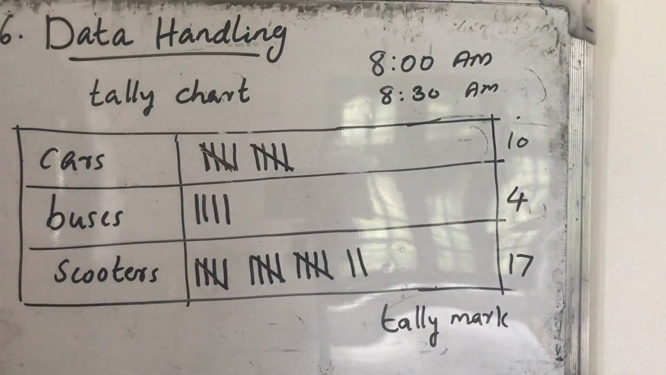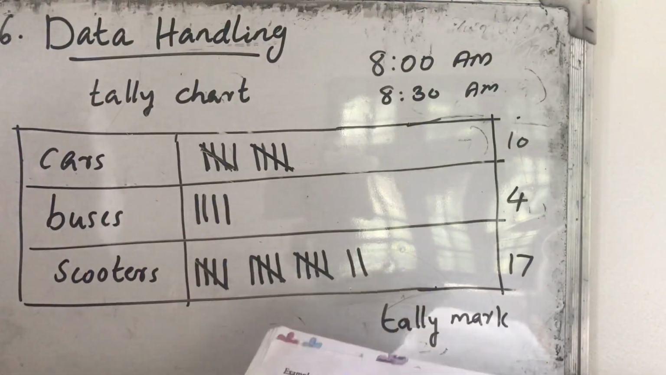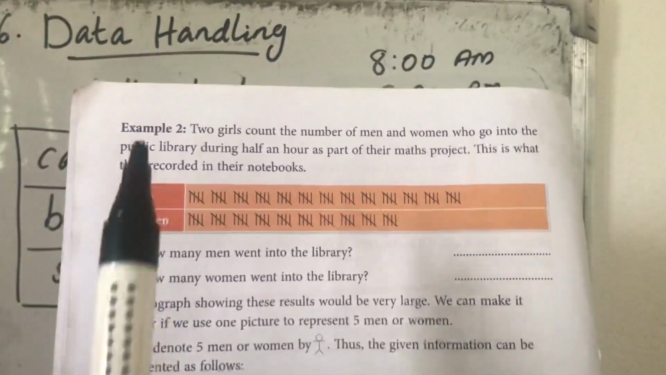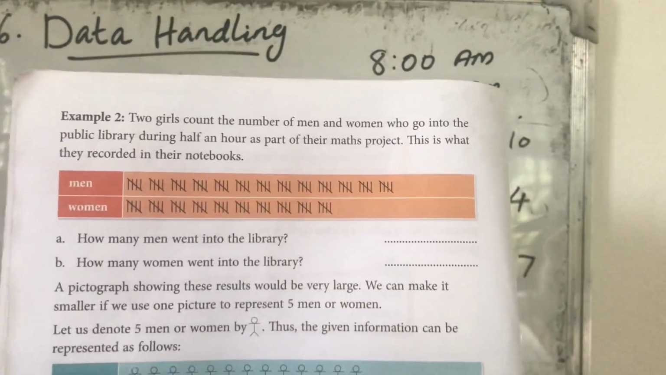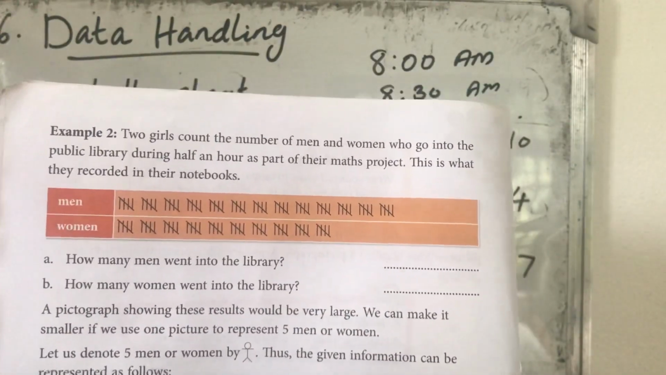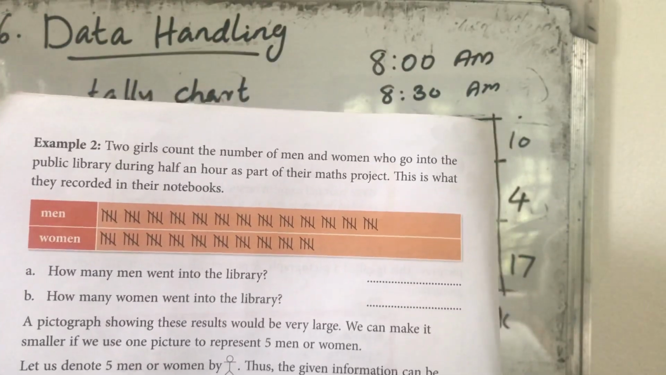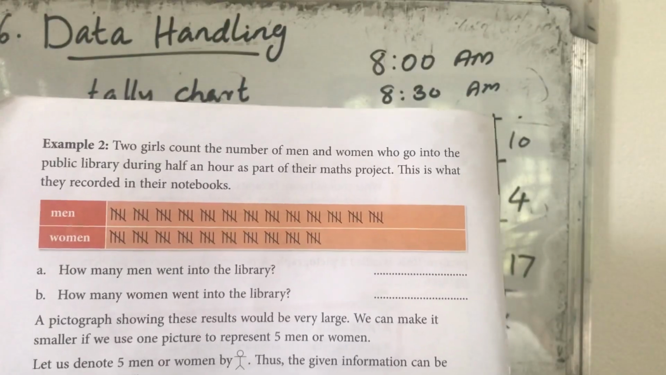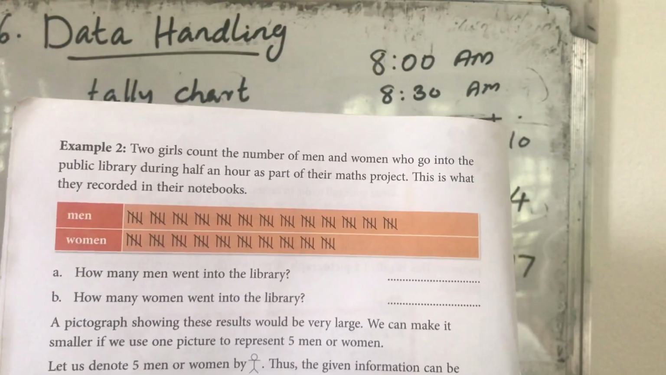Now you take your textbook and I will give one example in that. You can do that very easily and we can answer the questions also. Okay, page number 130. You look here. 2 girls count the number of men and women who go into the public library during half an hour as part of their maths project. This is what they recorded in their notebook.